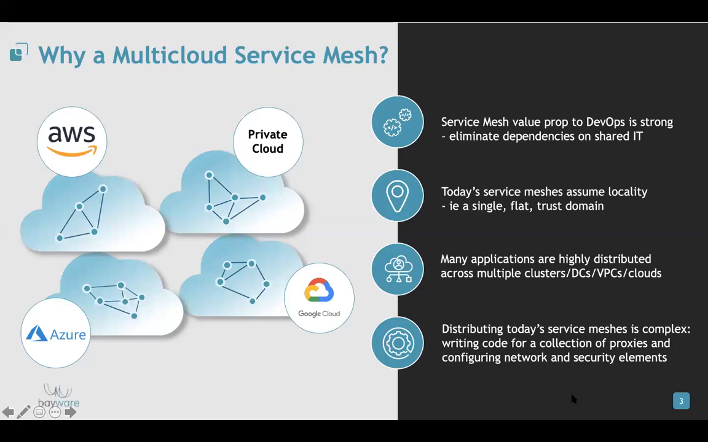Why a multi-cloud service mesh? Well, the service mesh value proposition to DevOps is strong. It eliminates dependencies on shared IT.